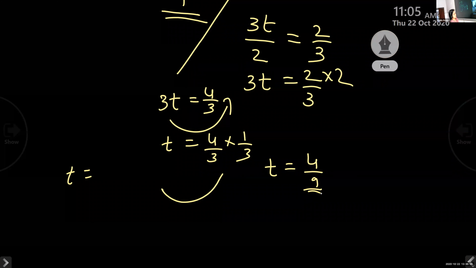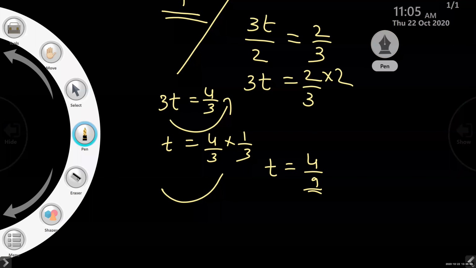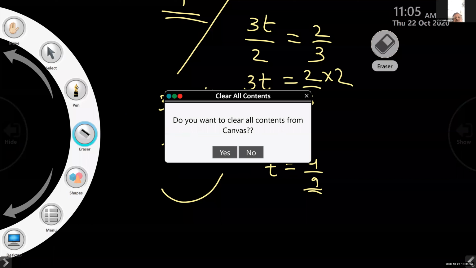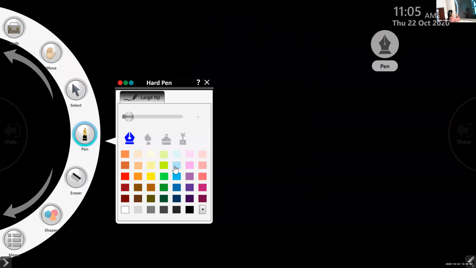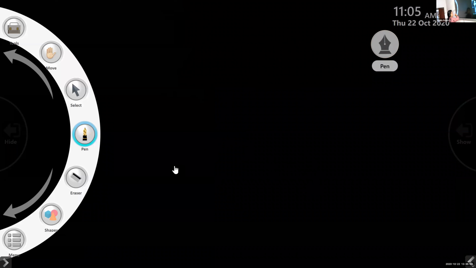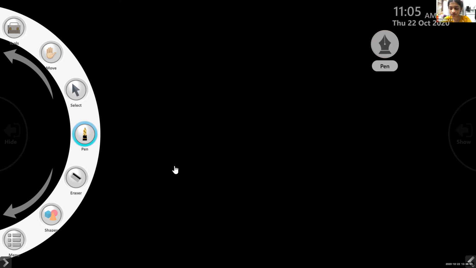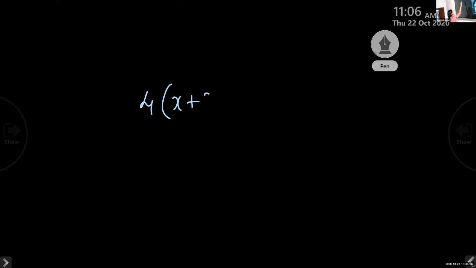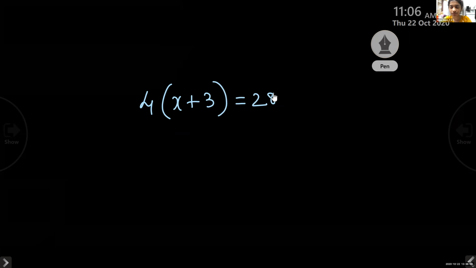Yes, ma'am, I have a doubt in yesterday's question. Which question? 4x plus 3 is equal to 28. 1 minute. Ma'am, Aditya is saying 4x. Let him in. Yeah, I have done it. What was the question? Tell me. 4x plus 3 is equal to 28. Is it this one? Yes, ma'am.